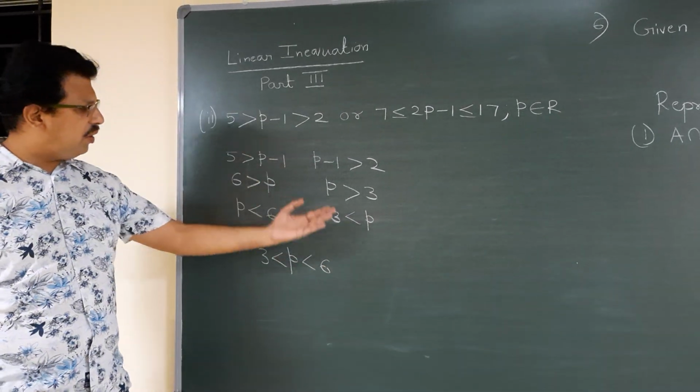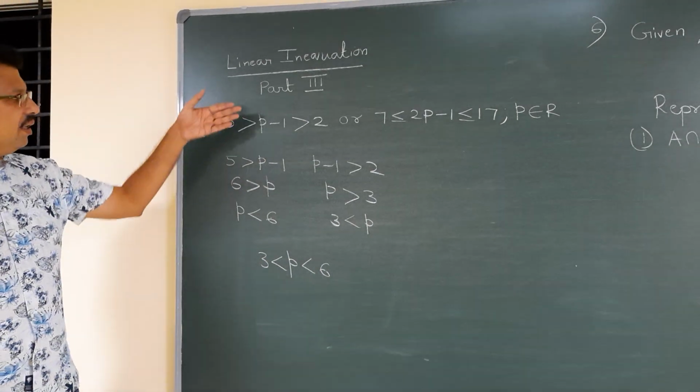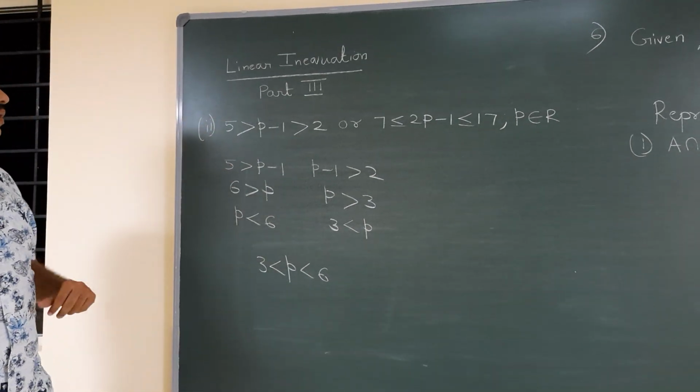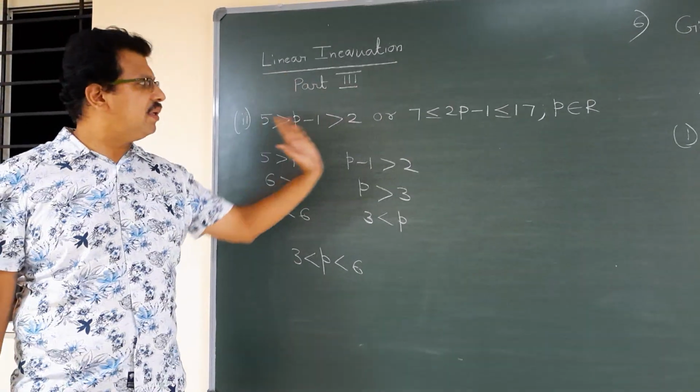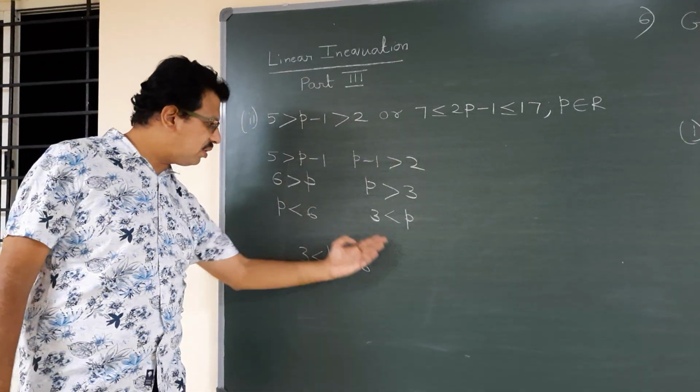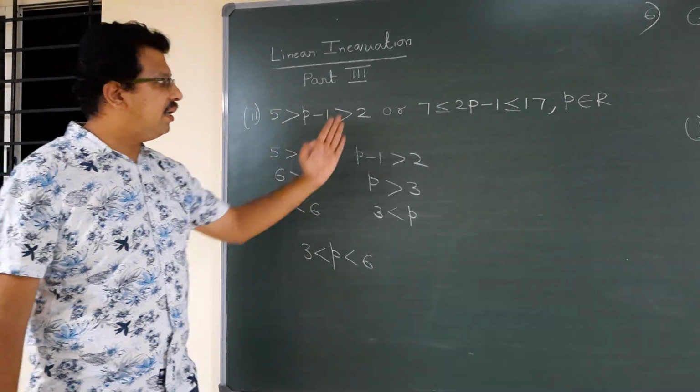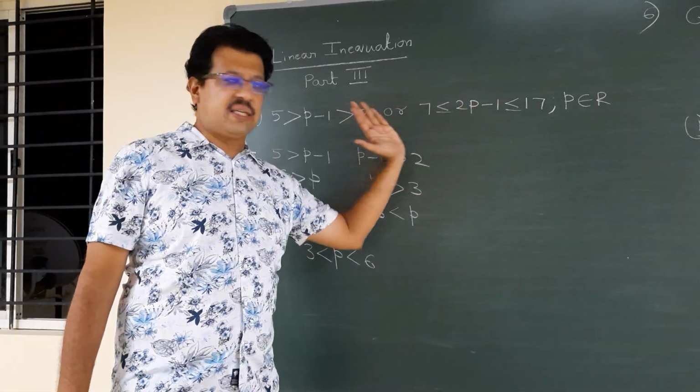So this is how you have to write the inequation, children, for the first one. Or. "Or" means, you should know very well, it is nothing but union. Union means combining the two inequations. I got the first inequation here for you, and next I will start solving the second one.